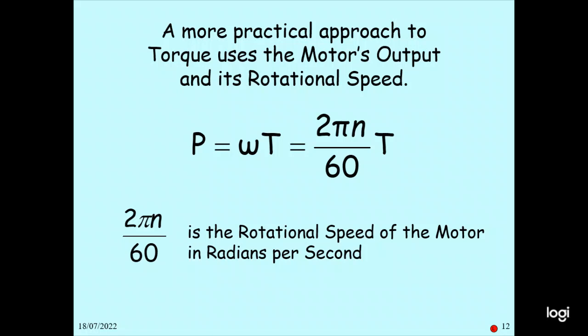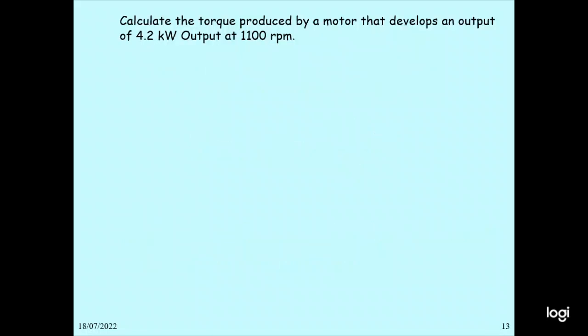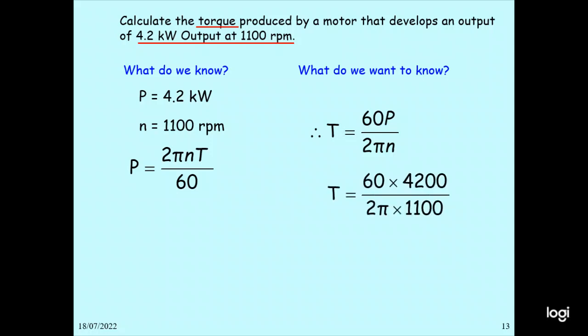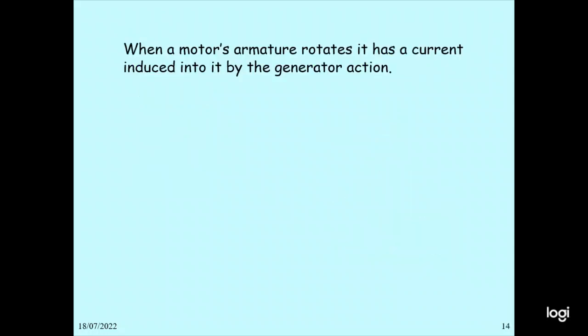A more practical approach to torque uses the motor output and rotational speed. P equals omega T. In this case, omega is 2 pi n over 60, where n is in revolutions per minute, and T is the torque. So 2 pi n over 60 is the rotational speed of the motor in radians per second. We need to calculate the torque developed by a motor with an output of 4.2 kilowatts at 1100 RPM. What we know is P is 4.2 kilowatts and n is 1100 RPM. What do we want to know? P equals 2 pi n T over 60, so T equals 60 P over 2 pi n. You can calculate 36.46 newton meter.